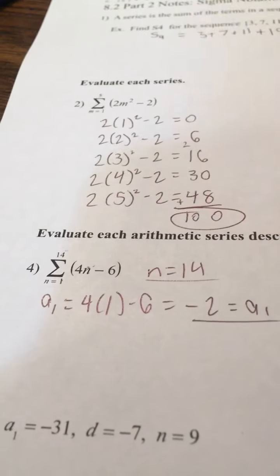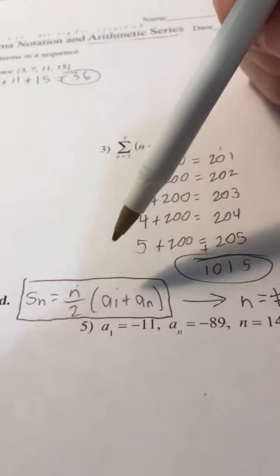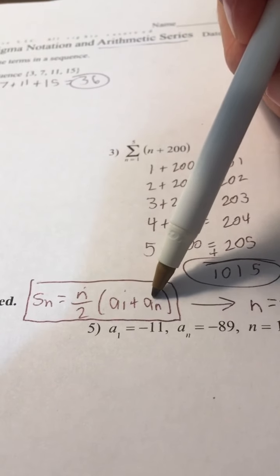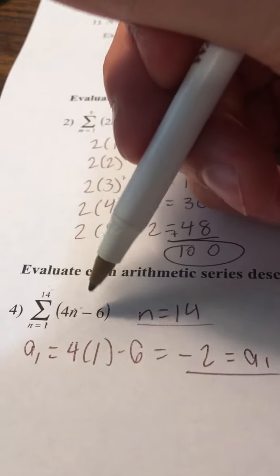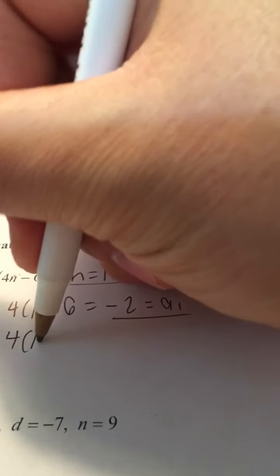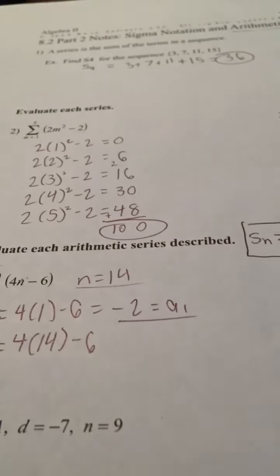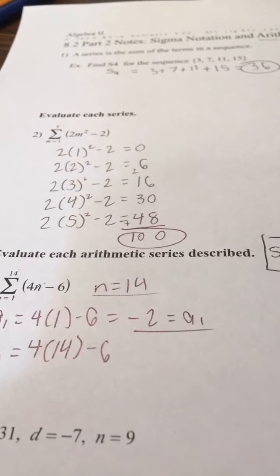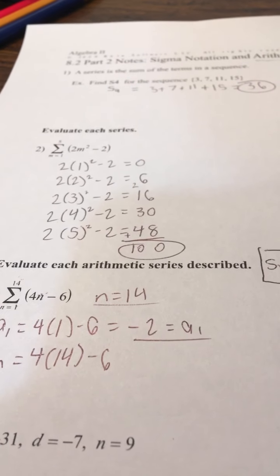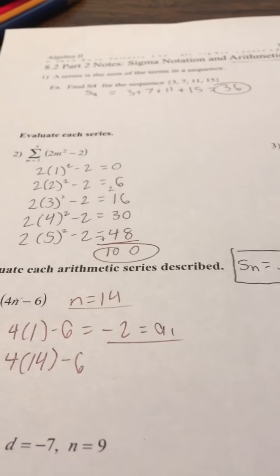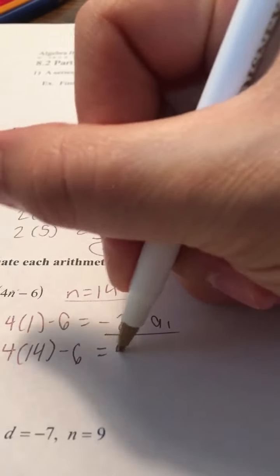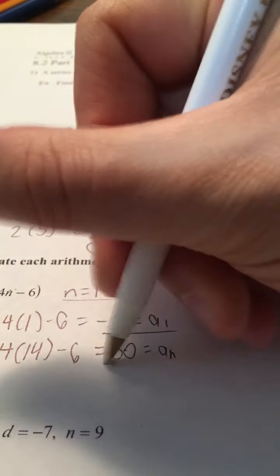And then I don't need to plug in 2, then 3, then 4. What's the only other number I need? I need AN. AN is the last term. So what could I plug in to get that last term? 14. So A of n is going to be 4 times 14 minus 6. So let's see, 4 times 14, then minus 6, is going to give me 50. That's A of n. So now I have everything I need to use my formula.